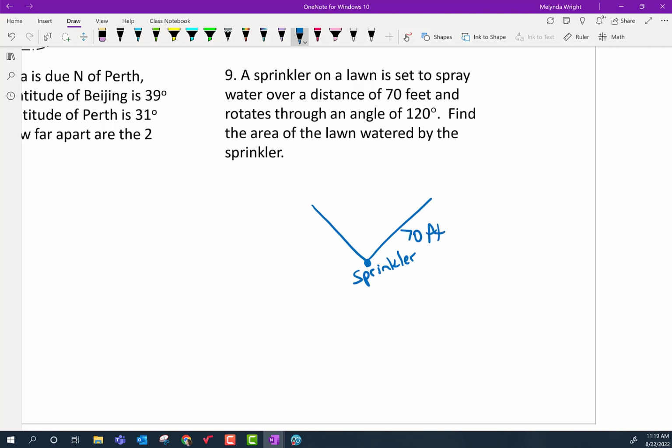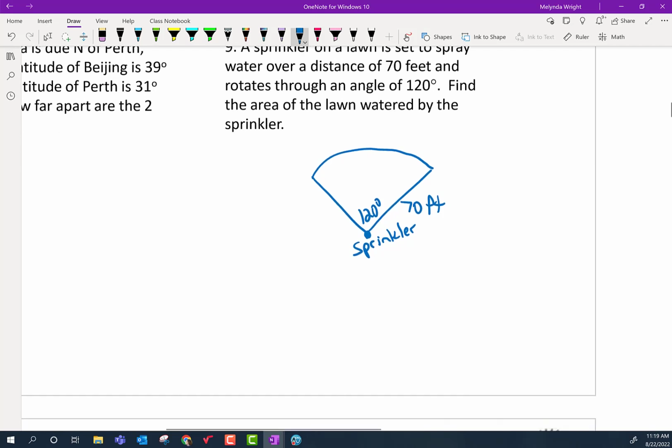But we know when a sprinkler goes, it just makes an arc, right? So the radius is 70 feet. It rotates through an angle of 120 degrees. Find the area. Okay, so they want us to find the area of that lawn that's watered. Okay, that might be helpful. So let's write down our formula. A equals, which we've memorized, right? One half r squared theta. Okay, that's good.